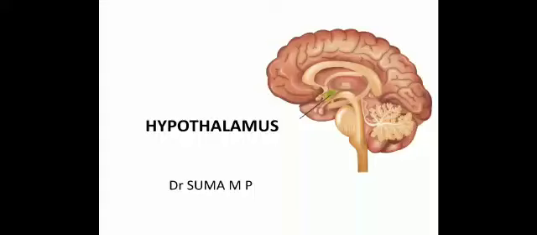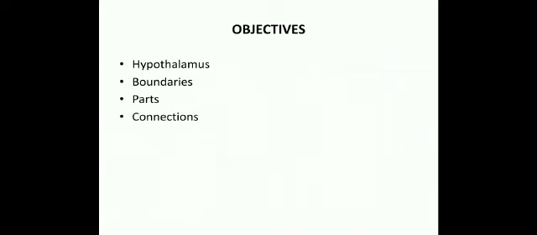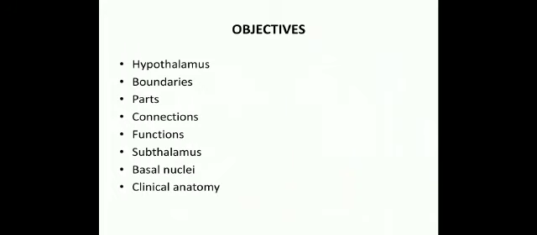Hello everyone. Today we will discuss the ventral part of the diencephalon, that includes hypothalamus and subthalamus. The objectives are to learn about hypothalamus, its boundaries, parts, connections, functions, subthalamus, basal nuclei and clinical anatomy.